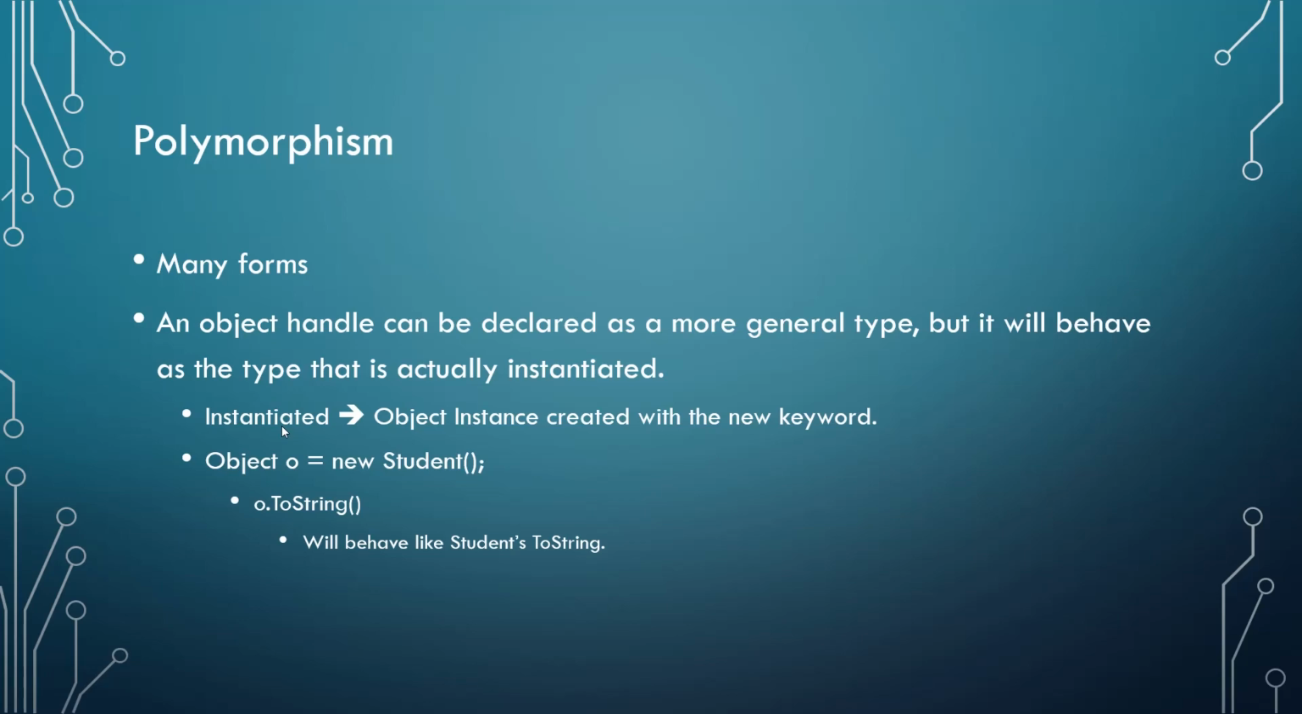When we do o.ToString, it doesn't behave like object's ToString, just producing the name of the class that it is. It actually runs the ToString method if you've overridden it in Student. So it behaves like Student's ToString method.